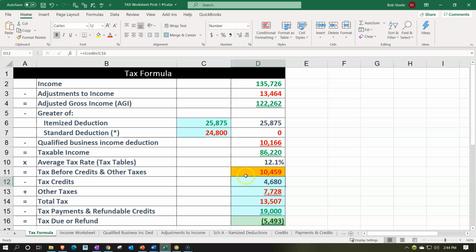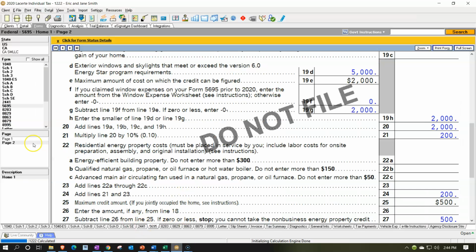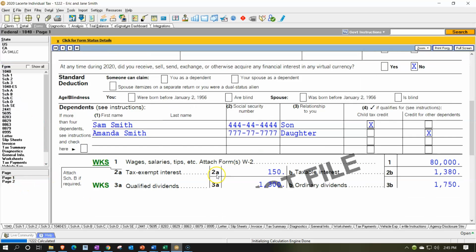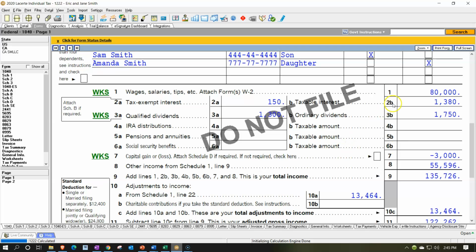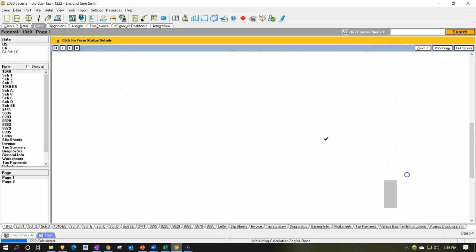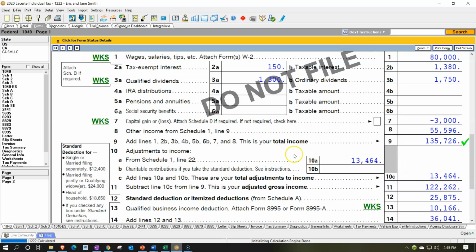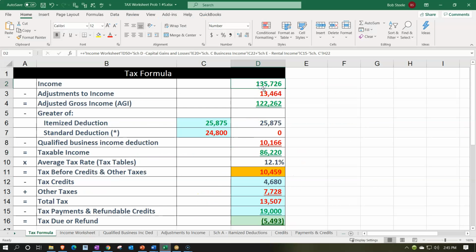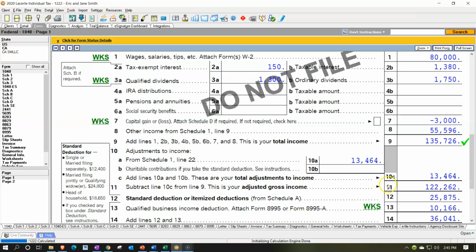So if we now compare what we have on our tax return, I'll go back to the tax return here. Let's do the whole thing real quick. I'm going to go to the 1040, and we'll go through this whole thing. We've got the income line item at the 135,726, so that's going to be over here, 135,726. The adjustments to income, and therefore the adjusted gross income, 122,262.